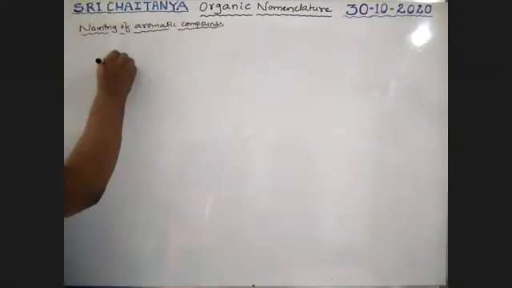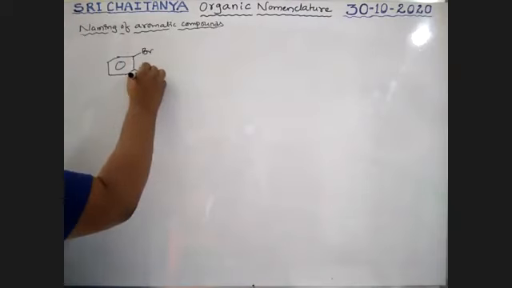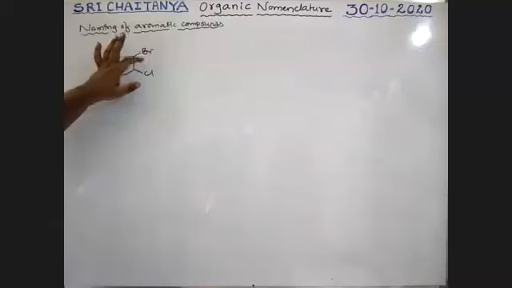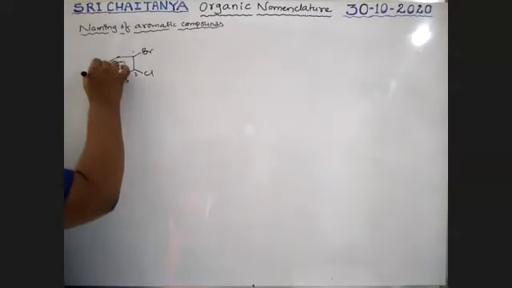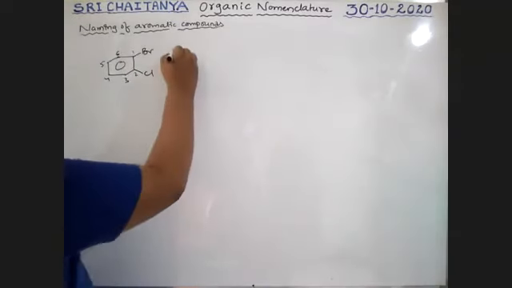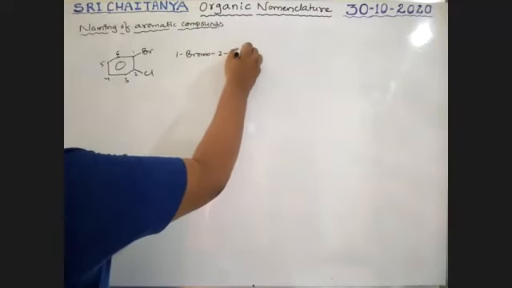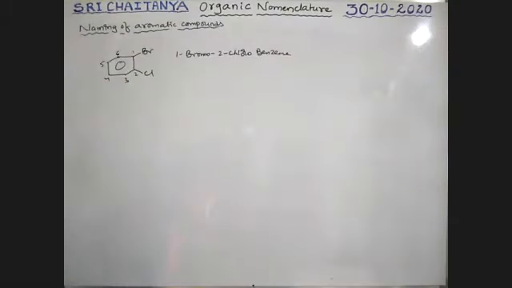See here, boys. When benzene is connected with bromine and chlorine, both these are substituents. So it is bromo, it is chloro. B first, C next. Therefore, the first carbon, second carbon, third, fourth, fifth, sixth. Therefore, 1-bromo-2-chlorobenzene is the name of this compound.